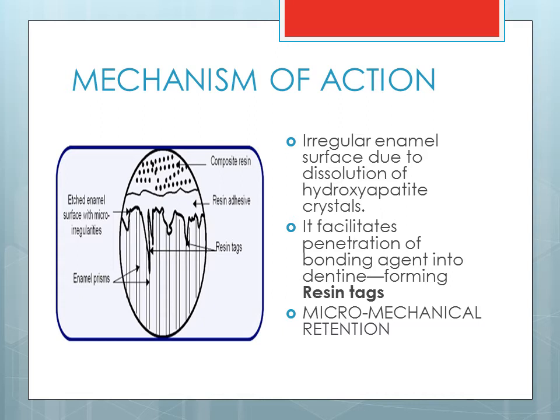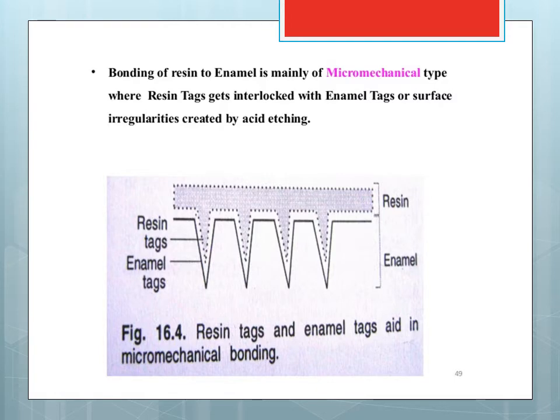By this retention or adhesion we achieve a good composite fit. This picture shows the bonding of resin to enamel, which is, as I mentioned, micromechanical in nature. The resin tags get interlocked with surface irregularities, which are created by the acid etching. So this is basically the whole crux of the mechanism of micromechanical bonding.